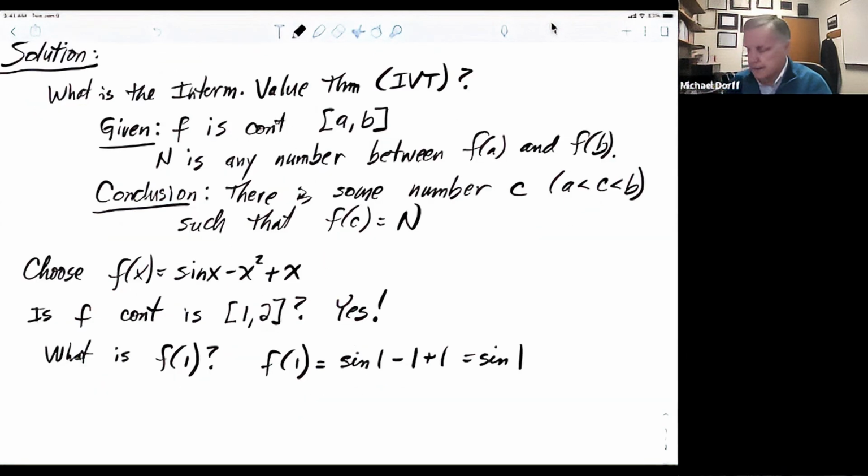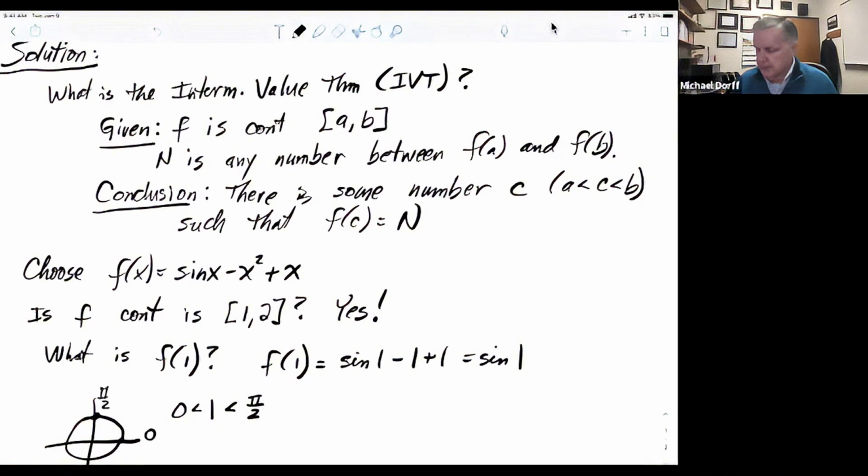Well, I know 1 is larger than 0. How does it compare to pi over 2? Well, pi is about 3.1, so pi over 2 is larger than 1. So 1 has to be between 0 and pi over 2. That means I'm in the first quadrant, because here's pi over 2 and here's 0. So we're somewhere in the first quadrant, and if I'm in the first quadrant, the sign is positive. So sine of 1 is positive.